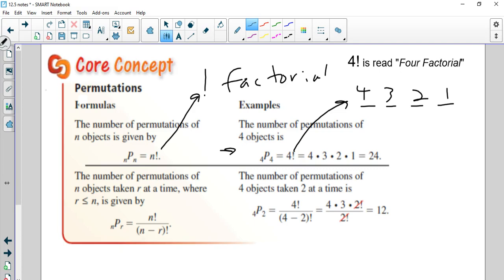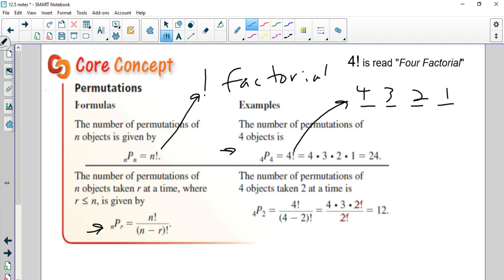Now, if we have a certain number of people or objects, but we're only taking a certain number, like let's say 15 people are trying out for a team, but only 12 are being picked, or 10 people are trying to go for a job and they're going to be picked in teams of 2. That's where we get down here to this formula.